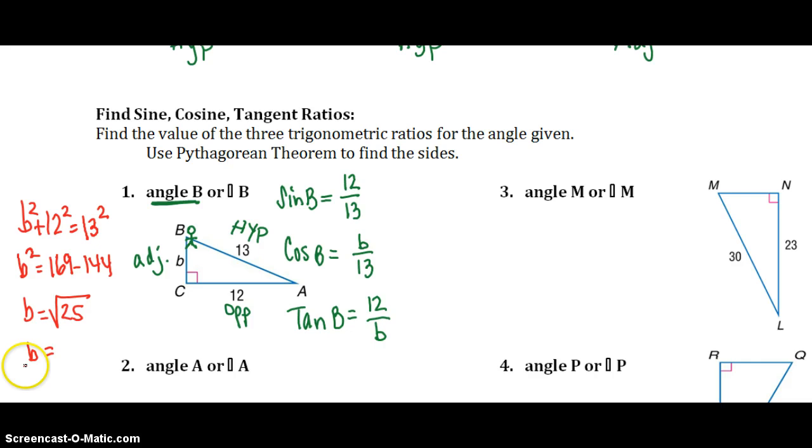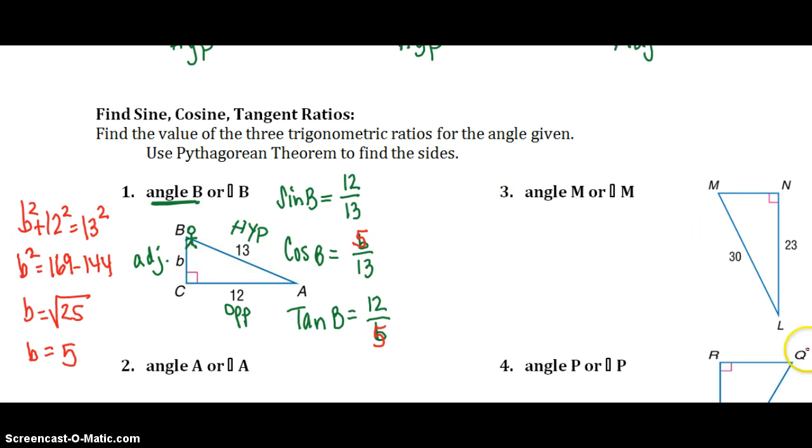Whoops. Okay, so B squared plus 12 squared equals 13 squared. When we do our math, we're taking the square root of 25. Normally, under algebra circumstances, we would say plus or minus 5, but this is a geometry, actually a trigonometry problem, so we know we're talking about the length of a triangle. So we could replace that with 5 over 13 for cosine and 12 over 5 for tangent. I might should have found B before I set it up. So let's not make that same mistake twice.